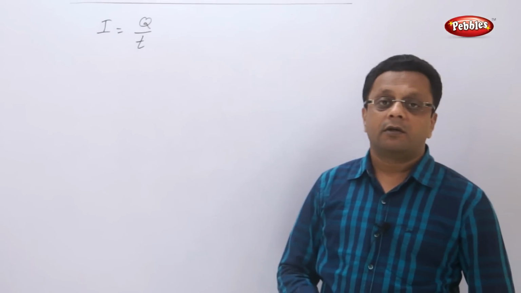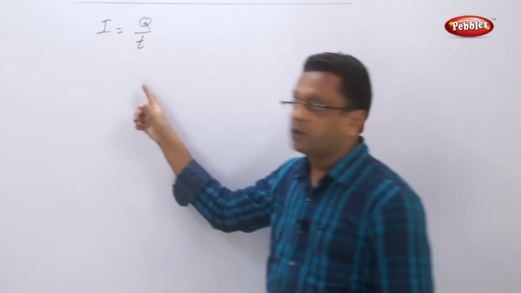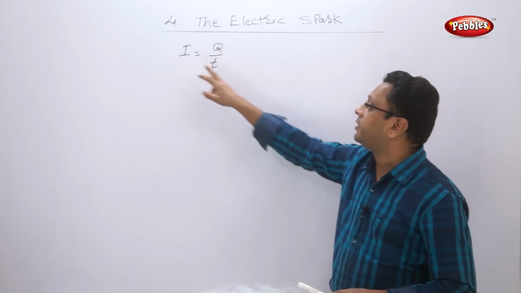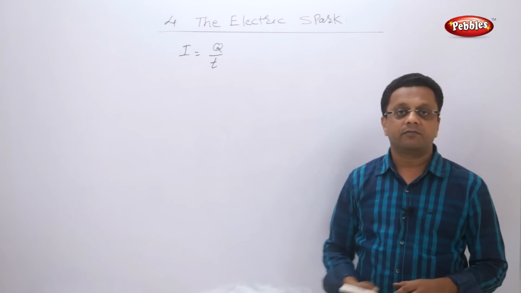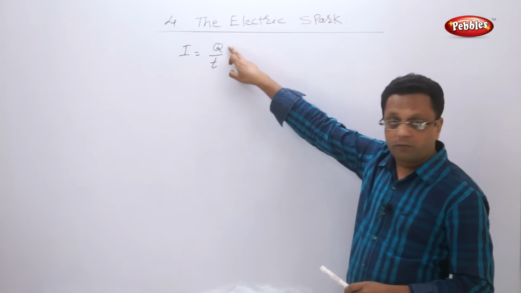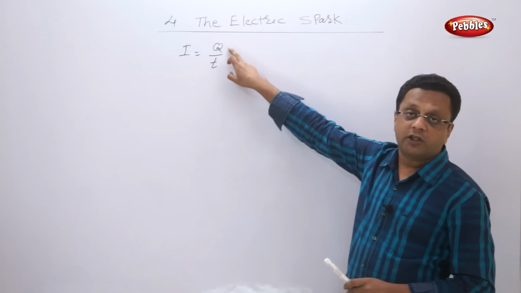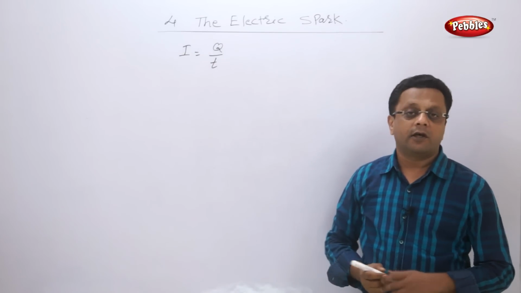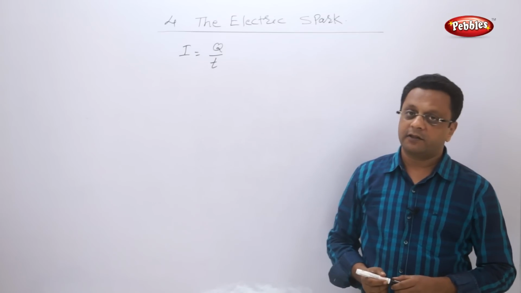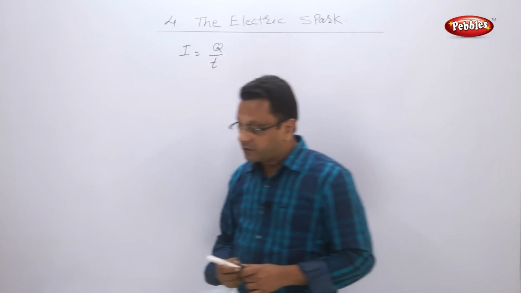Always remember that whenever you are calculating something, all three quantities must be in the same system. If you are using coulomb as the unit of electrical charge in the SI system, then your time and your electric current must be in the SI system. Let us see one example.